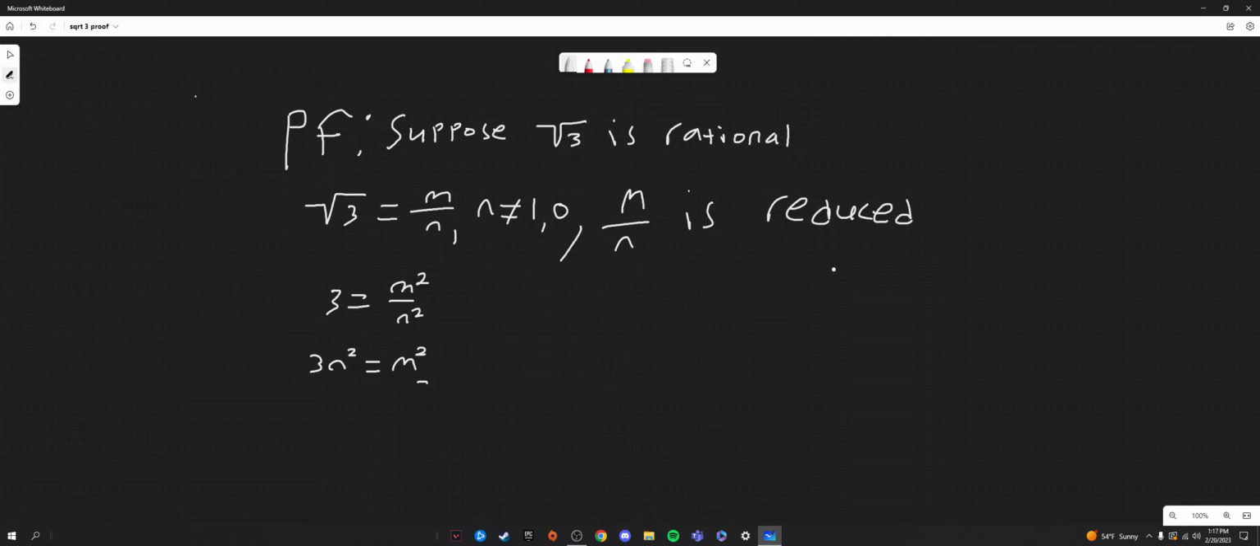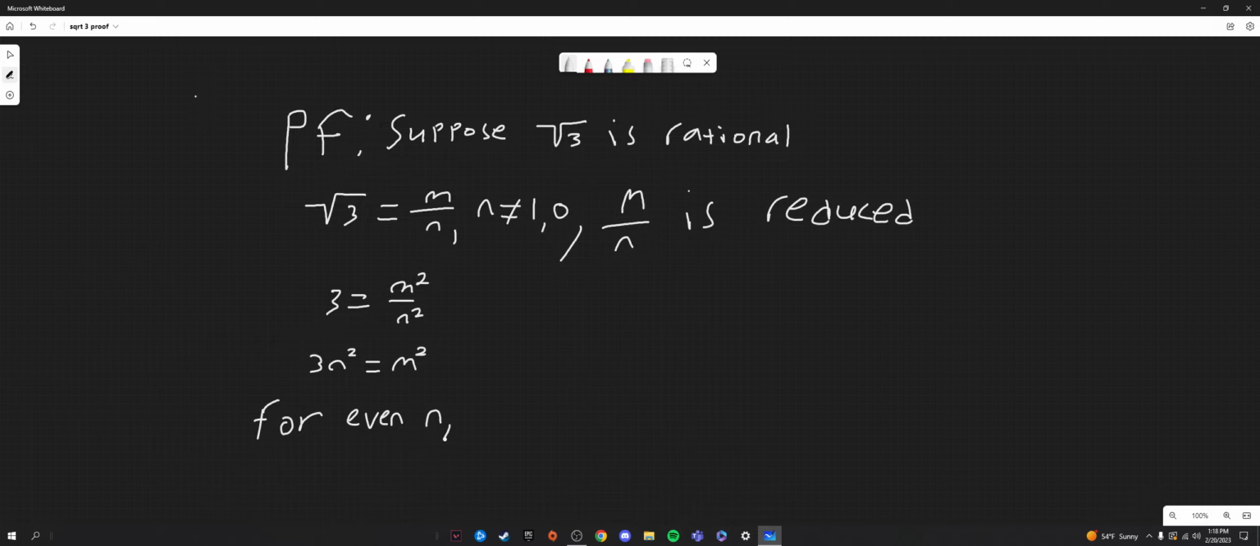I'm going to say reduced. So now we have 3 is equal to m squared over n squared. We just squared both sides. Multiplied by n squared, we get 3n squared equals m squared. Now we're going to consider two cases, for odd and even n. Let's start with even.